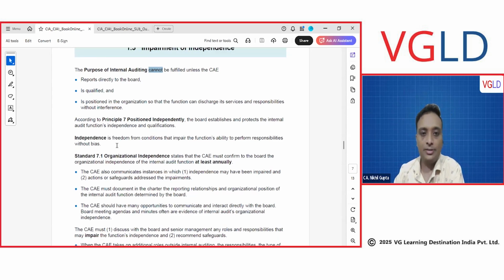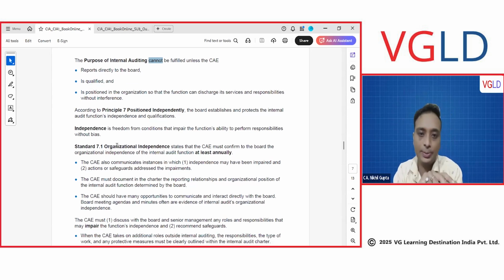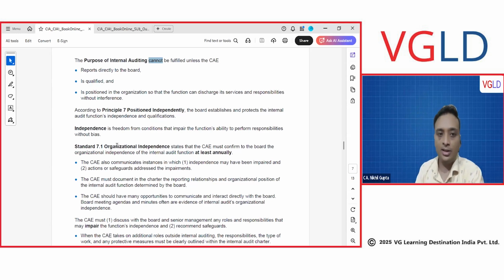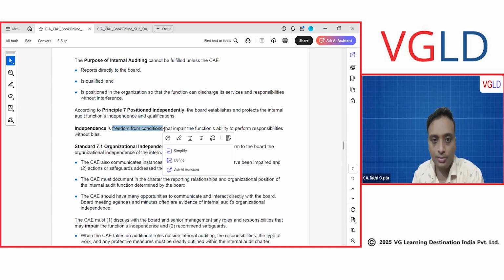So according to Principle 7, which is called positioned independently, the board establishes and protects the internal audit function's independence and qualifications. Independence, as we already discussed, is freedom from conditions, freedom from pressure, that impair the function's ability to perform responsibilities without bias.